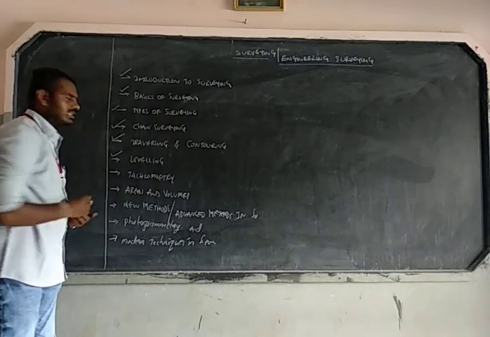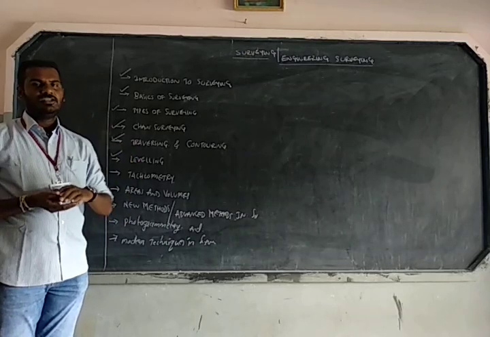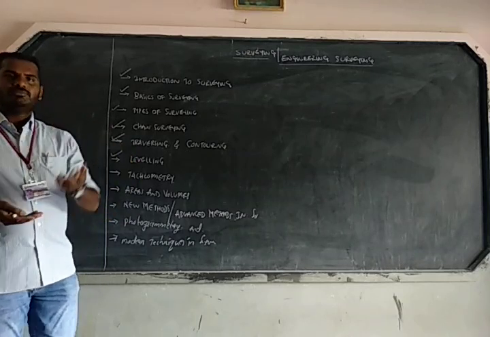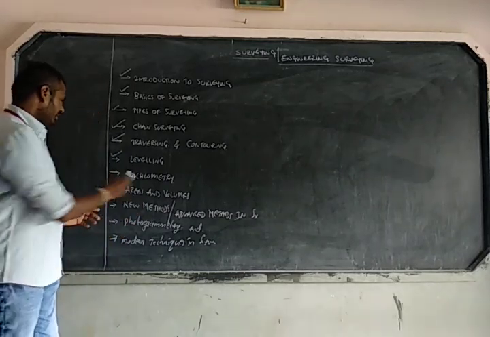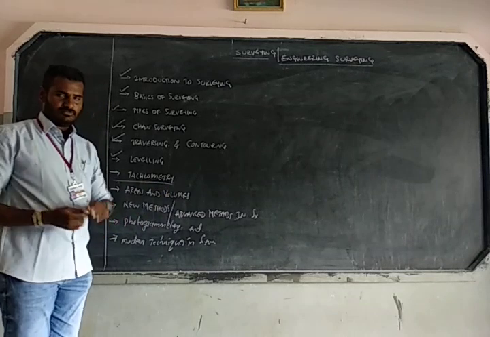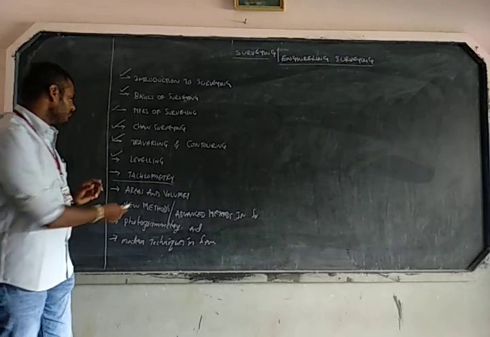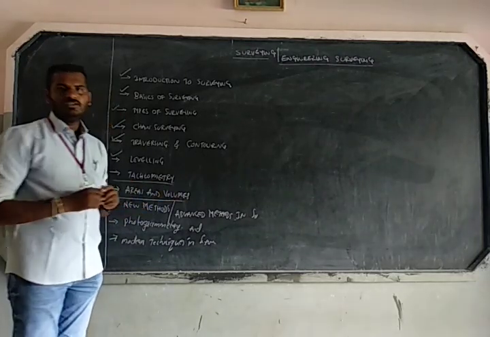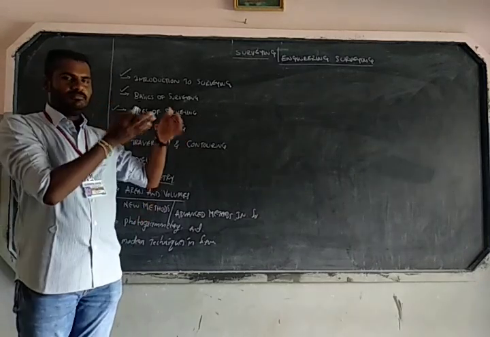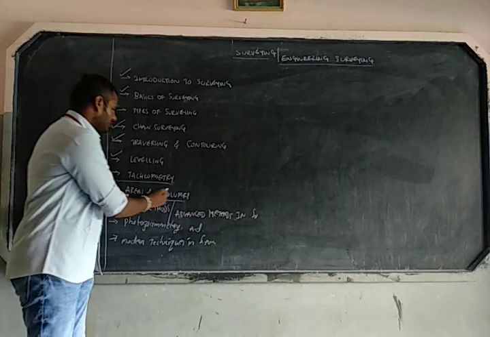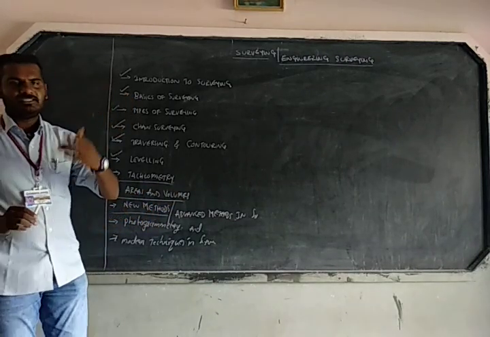Then we go to leveling, where we calculate and measure the vertical distances of a particular object. That object may be a natural object or an artificial object. Next we go for tachymetry, which also deals with the distances and heights of a particular object. And then areas and volumes: how to calculate the area of a particular ground or a particular thing, and at the same time how to calculate the volumes. Then new or advanced methods in surveying.